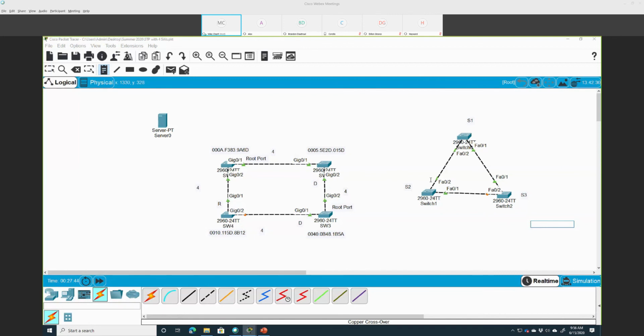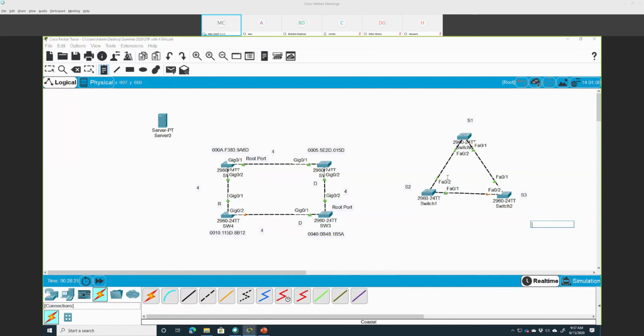What else can you tell? What's the difference between S3 and S2? Which one has the lowest MAC address? S2. The lowest MAC address would be S2, not S3, just because it's blocked right here and open right here. You follow? Now, if I change the link here to gigabit and here to gigabit, now we're going to have a different outcome.